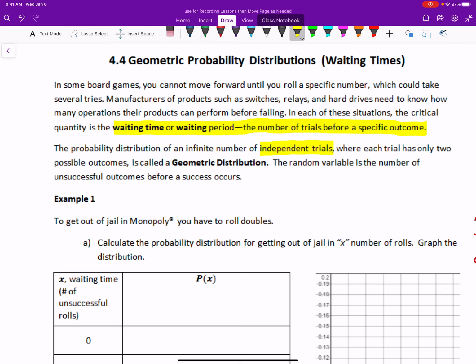So each trial has only two possible outcomes. We've seen that already with binomial distributions. We can call them success or failure. And again, this is called a geometric distribution. That's the title of this lesson. The random variable is the number of unsuccessful outcomes, I think it's good to underline that, before success occurs. The random variable is the number of unsuccessful outcomes before success occurs.